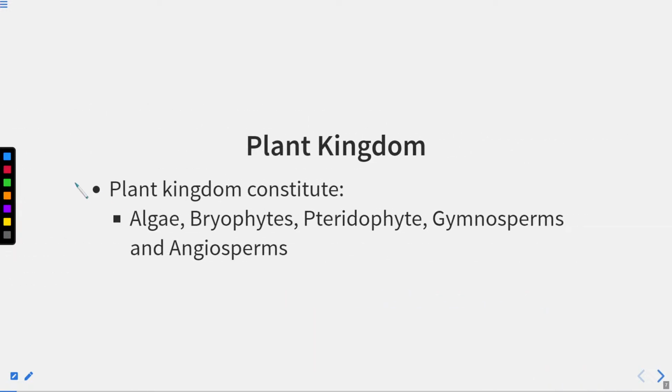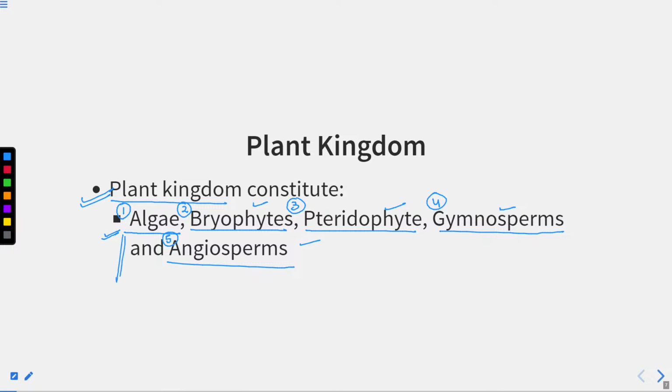So, what does the plant kingdom constitute? What types of plants does this kingdom have? They basically have the first type, that is algae. The second type is bryophytes. The third type is pteridophytes. The fourth one is gymnosperms. And the fifth one, the flowering plants, that is angiosperms, right? So algae is very different from the other 4 types, that is the bryophytes, pteridophytes, gymnosperms and angiosperms.